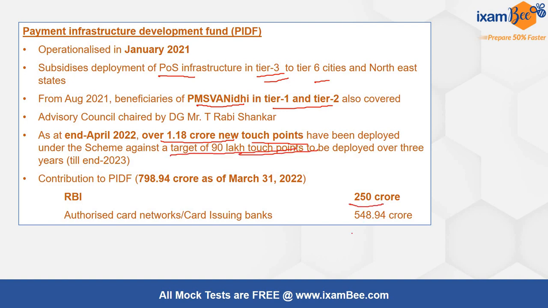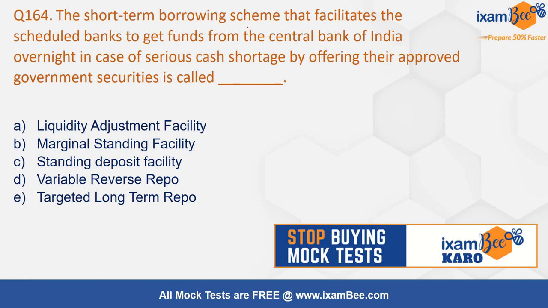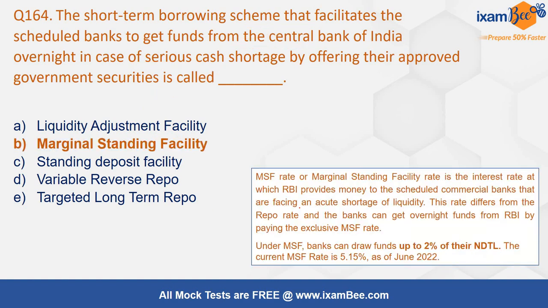So 250 crore came from RBI and the rest has come from the network card issuing bank. Total 799 crore. The short-term borrowing scheme that facilitates scheduled banks to get funds from the Central Bank of India overnight in case of serious cash shortage, by offering their approved government securities. Remember, the distinguishing feature is that the bank offers collateral. This scheme is called MSF, Marginal Standing Facility, and the MSF rate today is 5.15.